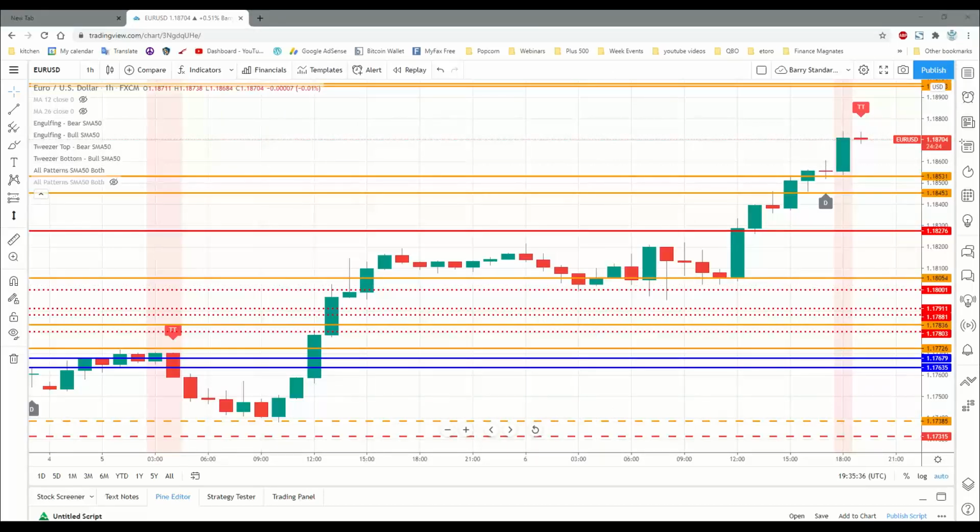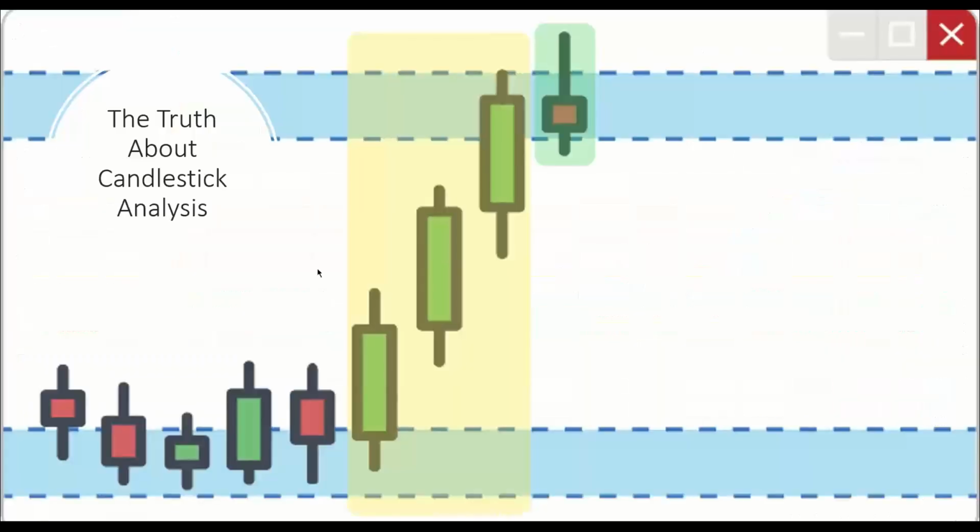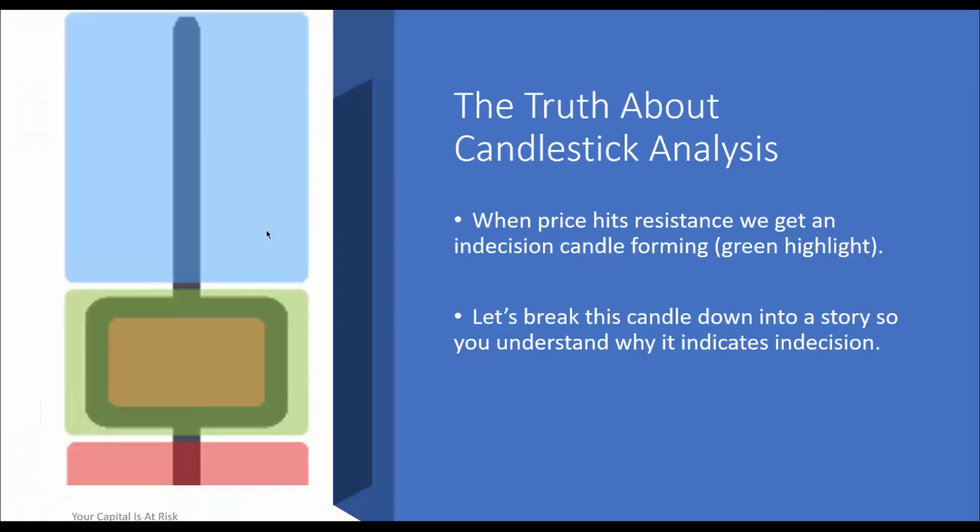So let's go back here. When we have our levels of support and resistance on our charts and the indecision candle develops right on our level of support or resistance, it becomes a lot more significant than just appearing after a move. So when price hits resistance, we get an indecision candle forming. So let's break down that candle into the story so you understand why it indicates indecision.